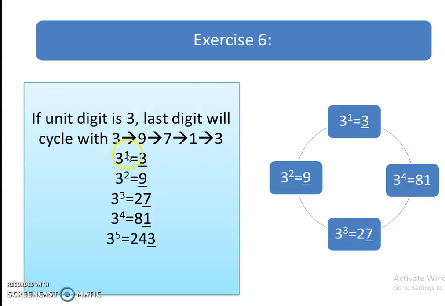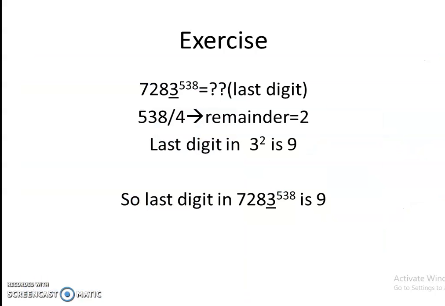Now let's take digit 3. So 3 to the power 1 is 3, 3 to the power 2 is 9, 3 to the power 3 is 27, and 3 to the power 4 is 81. And when we increase the power, it will cycle through 3, 9, 7 and 1. So from this we can say that if the unit digit is 3, the last digit will cycle with 3, 9, 7, 1, right? So now we can calculate the last digit after power calculation. We need to follow the same steps, because in the case of 3, the digits are also repeating.